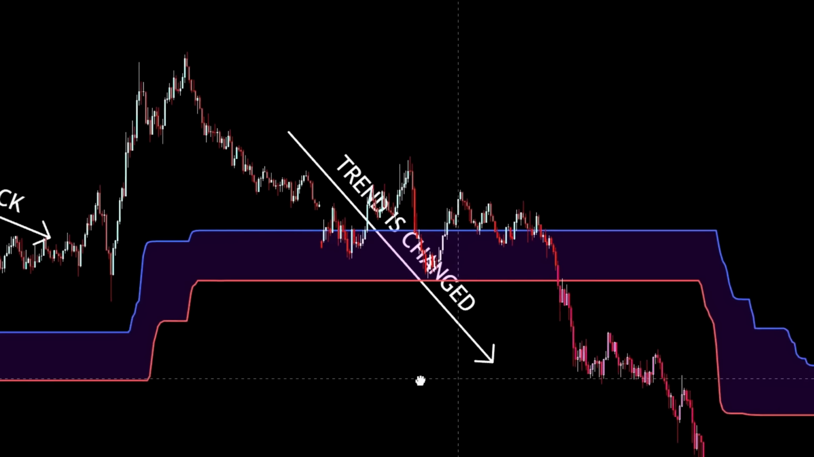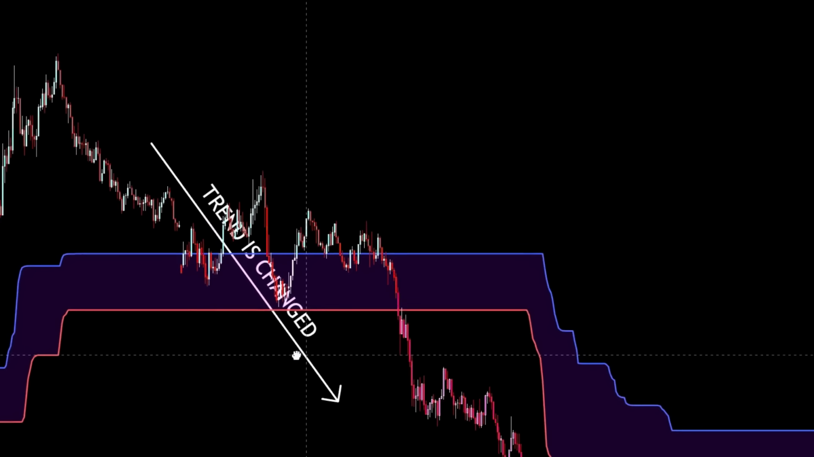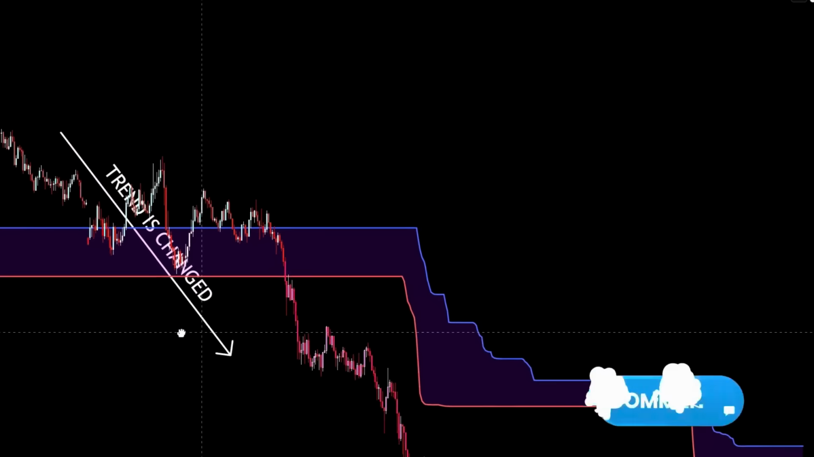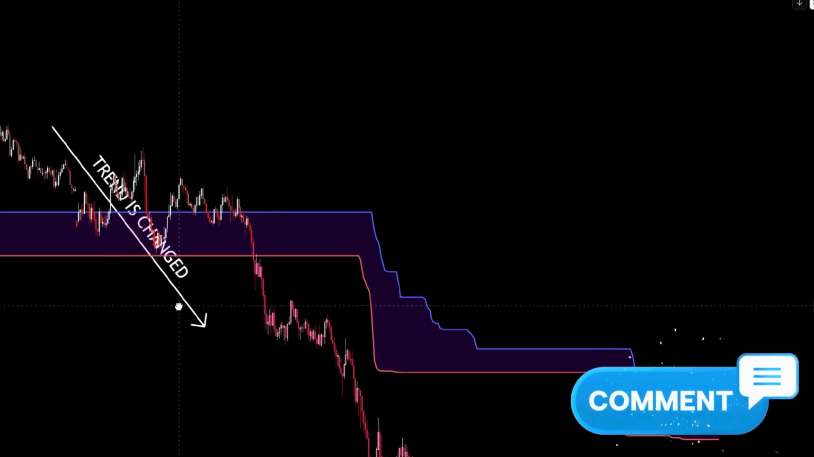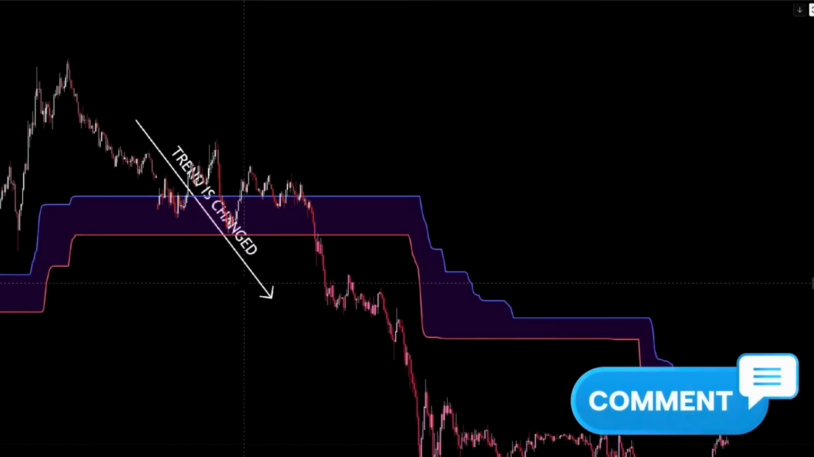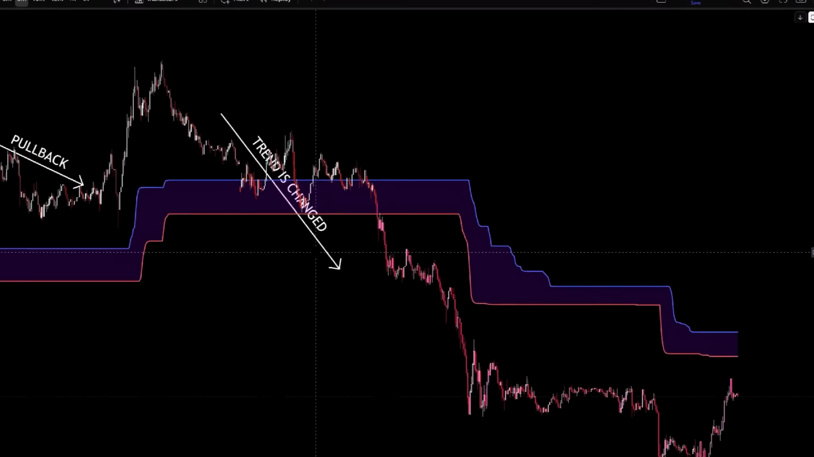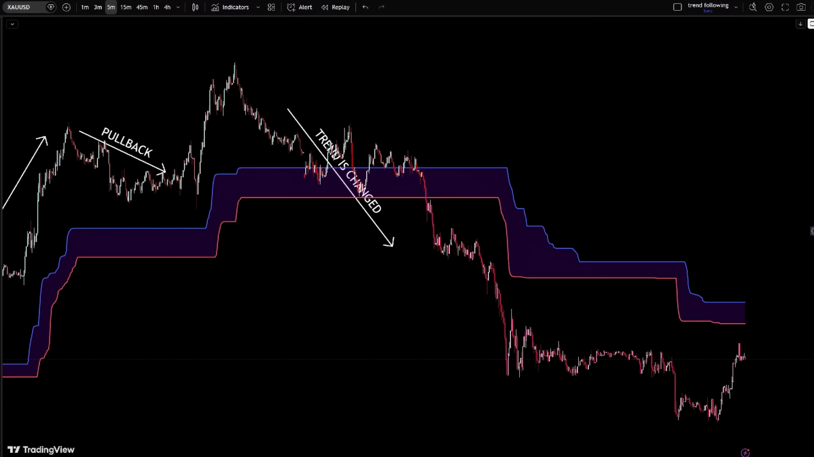Now here's the moment you actually care about. The trend changes. Instead of holding the band and pushing higher, price breaks down through it and the HLOTT band flips, stops stepping up, starts stepping down. That flip, that's your signal. Plain and simple. The uptrend's done.